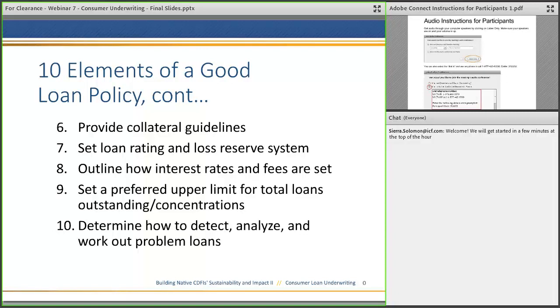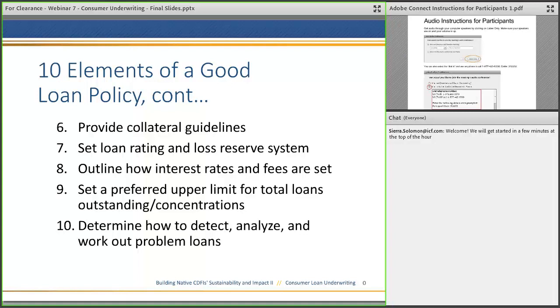Number 10 is to determine how to detect, analyze, and work out problem loans. This is one thing that we find a lot that's missing from loan policies: what your collection process or policy is going to be. It's really important that that's in there, because a lot of times if it's not included, it just doesn't happen. And then before you know it, you might have a 30% delinquency rating on your whole portfolio. So it's really important that number 10 gets included.